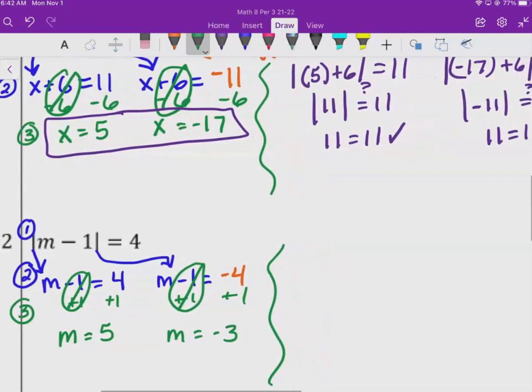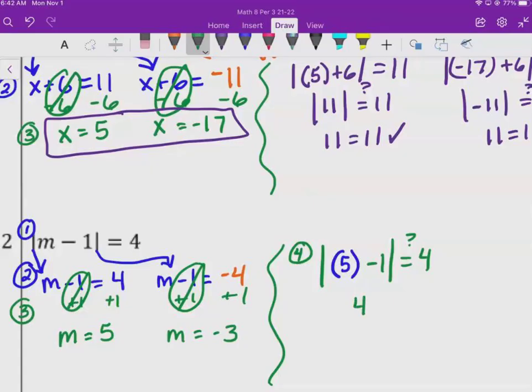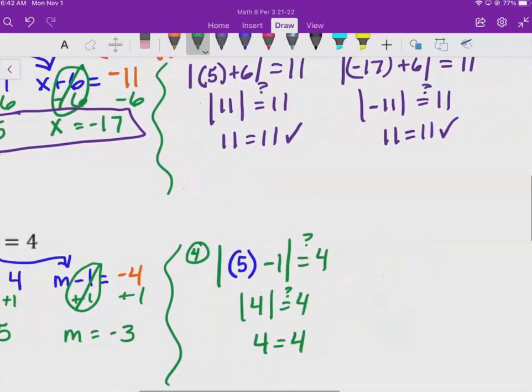Okay, step 4, do your check step. So I've got absolute value, I'm going to plug in 5 to the original equation. Absolute value of 5 minus 1, question mark equals 4. 5 minus 1 is 4. Absolute value, so 4 equals 4.